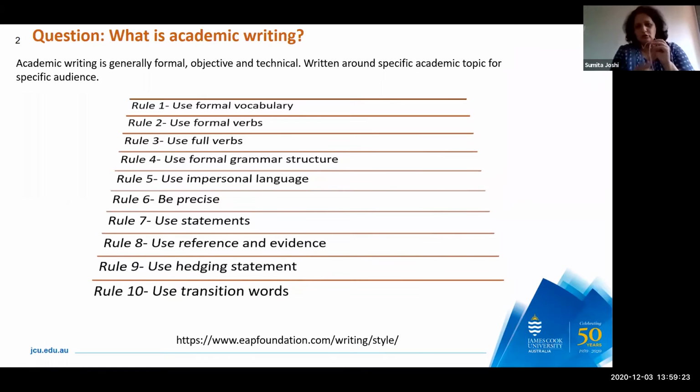I just want to have more clarity about hedging statements. All right. So, like I said, for example, let's bring you back to this year, the COVID year.